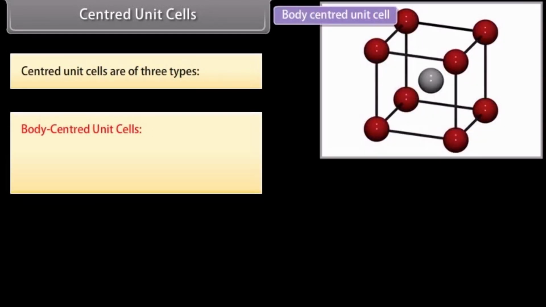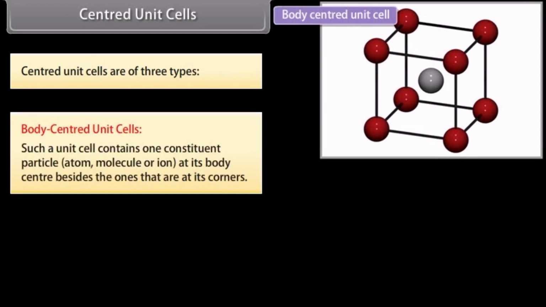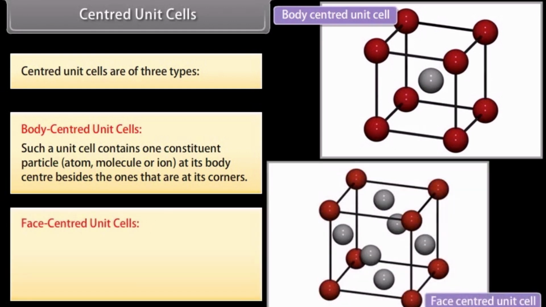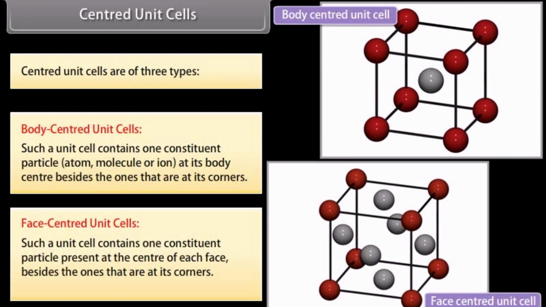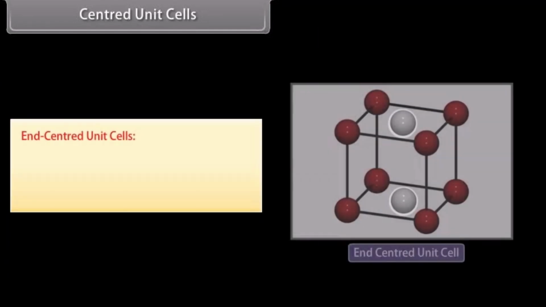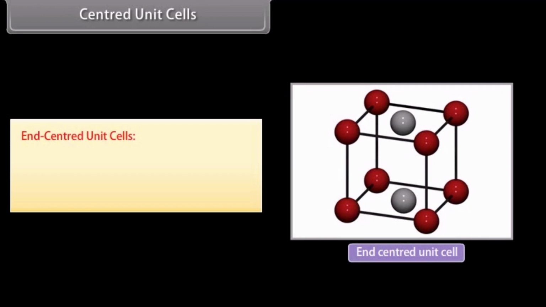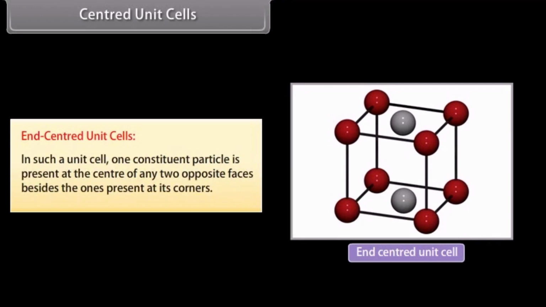Centered unit cells are of 3 types. 1. Body-centered unit cells. Such a unit cell contains 1 constituent particle, atom, molecule, or ion, at its body center besides the ones that are at its corners. 2. Face-centered unit cells. Such a unit cell contains 1 constituent particle present at the center of each face besides the ones that are at its corners. 3. End-centered unit cells. In such a unit cell, 1 constituent particle is present at the center of any 2 opposite faces besides the ones present at its corners.